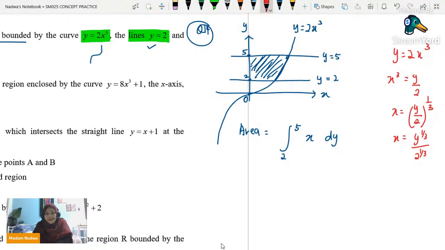We are discussing question 14, 18 and 21 from the concept practice exercise. Okay, so we have our x just now from 2 to 5. X equals to y 1 over 3 over 2 1 over 3 dy. Tapi 2 to the power of 1 over 3 ni adalah constant which kita boleh letak dia dekat luar.